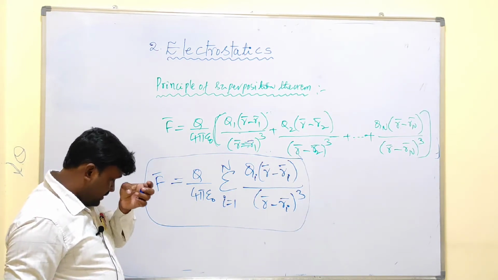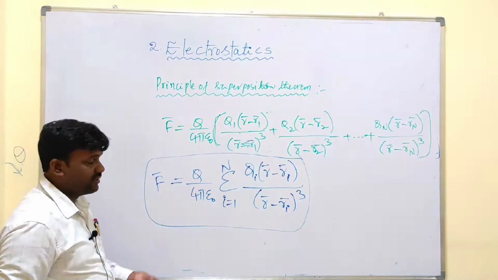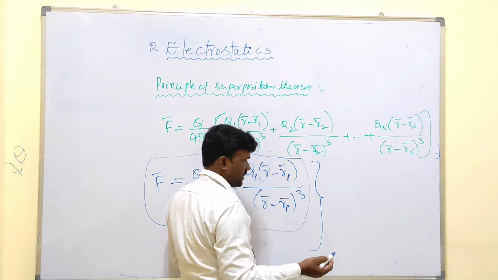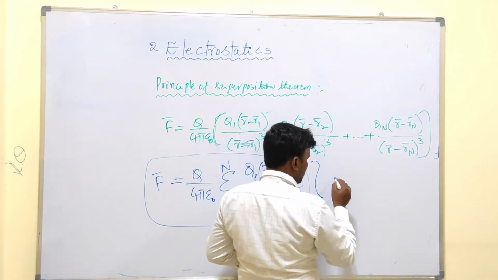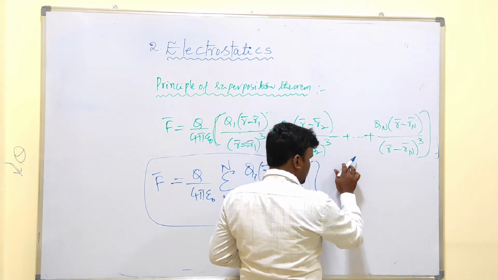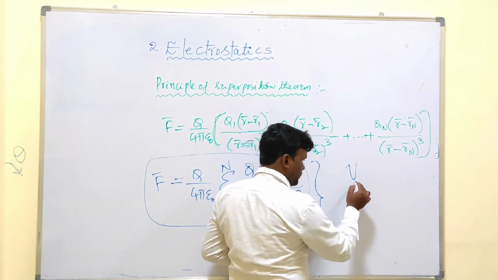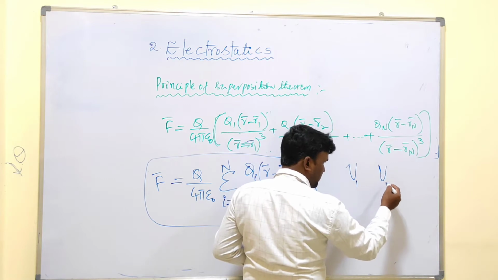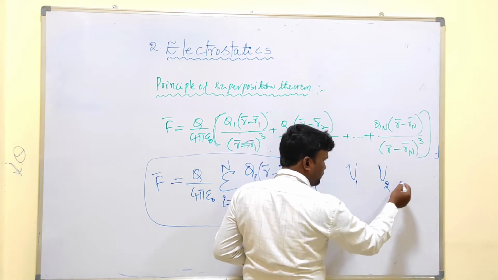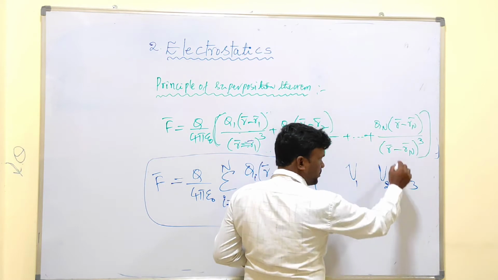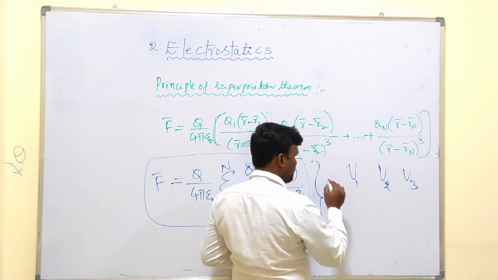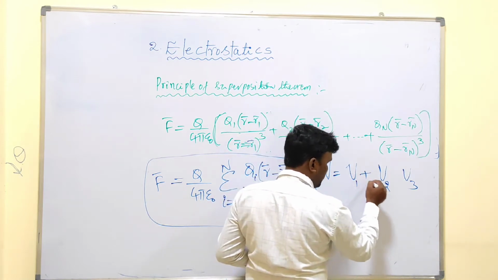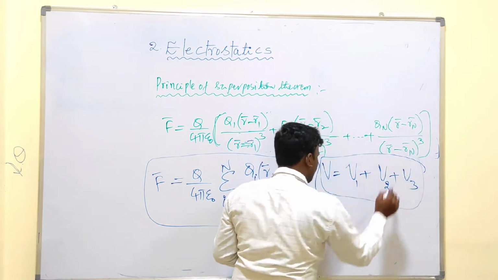That means it is similar to the superposition theorem in network analysis or electrical circuit theory. Suppose the voltage across a particular element due to source 1 is V1, the voltage due to source 2 is V2, and V3 due to the third source. Then the total voltage across that given element is the sum of all three: V equal to V1 plus V2 plus V3.